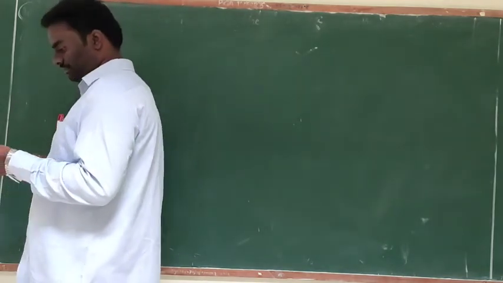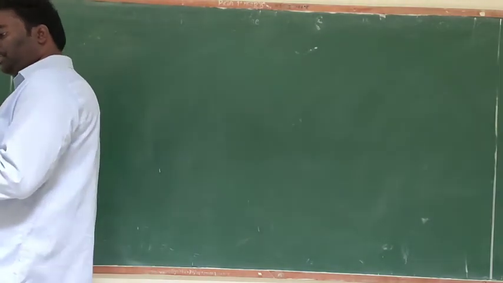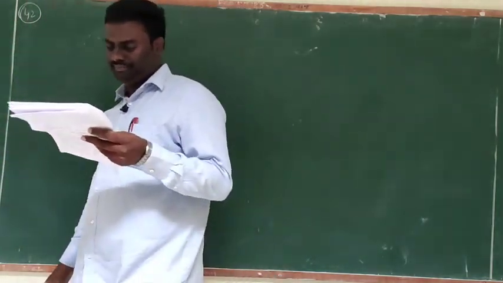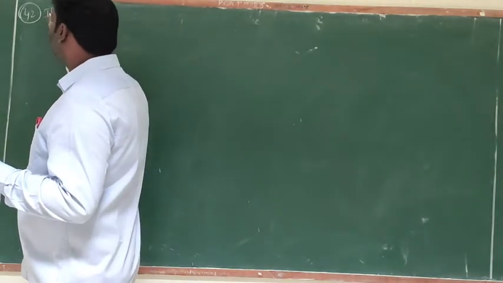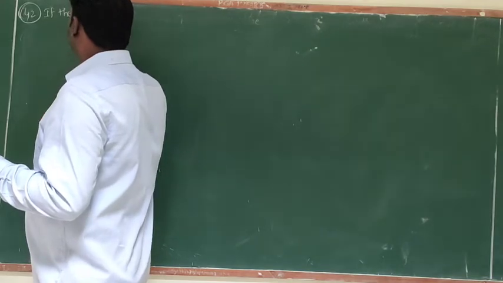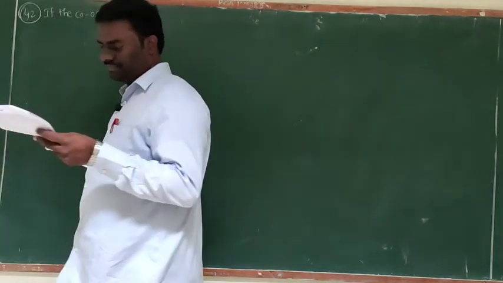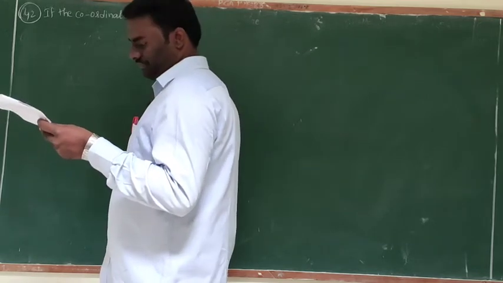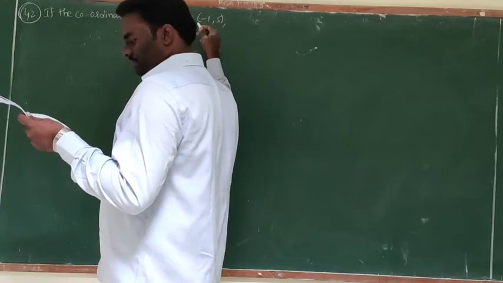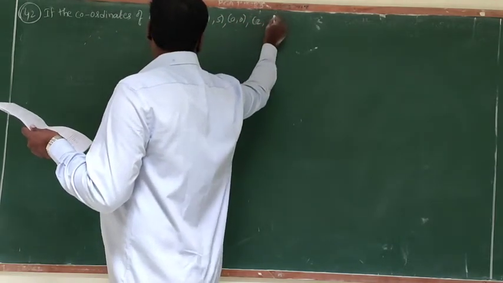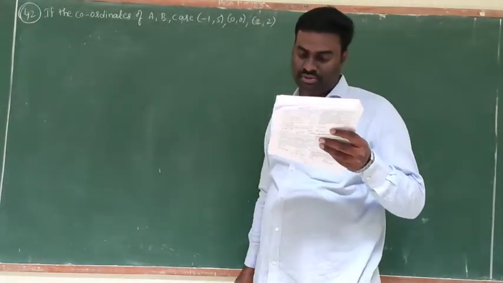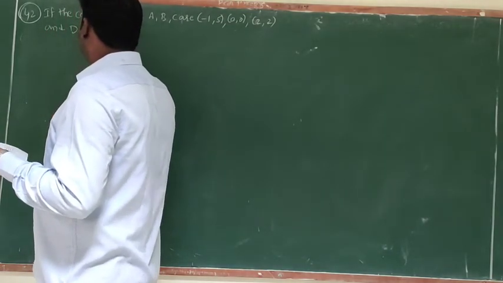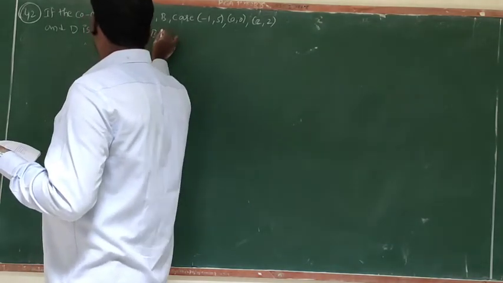Next question, 42. In question 42, the coordinates of A, B, C are minus 1 comma 5, 0 comma 0, 2 comma 2. And D is the midpoint of BC.